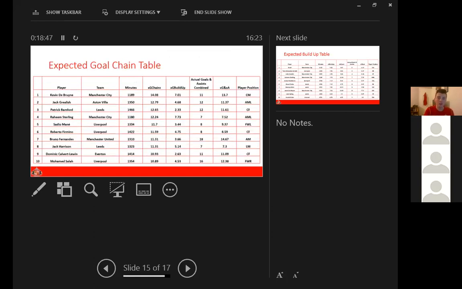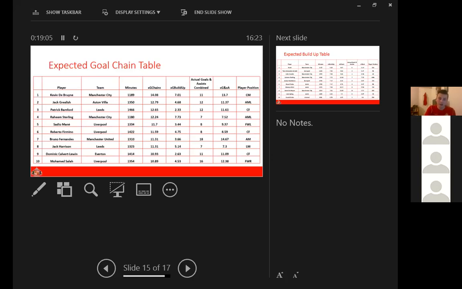Expected goal chain table. This looks to favour deep lying players, players who aren't as involved in finishing the chances and getting in around the box. So again, it's still quite focused on forward players, but maybe not so much. So you've got some more creative midfielders in there.